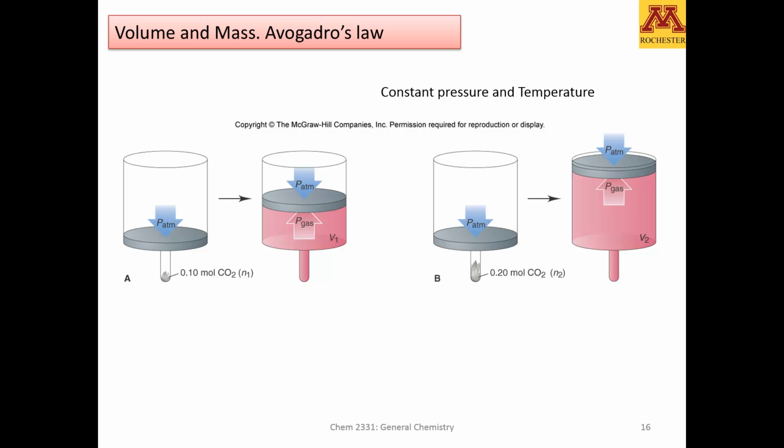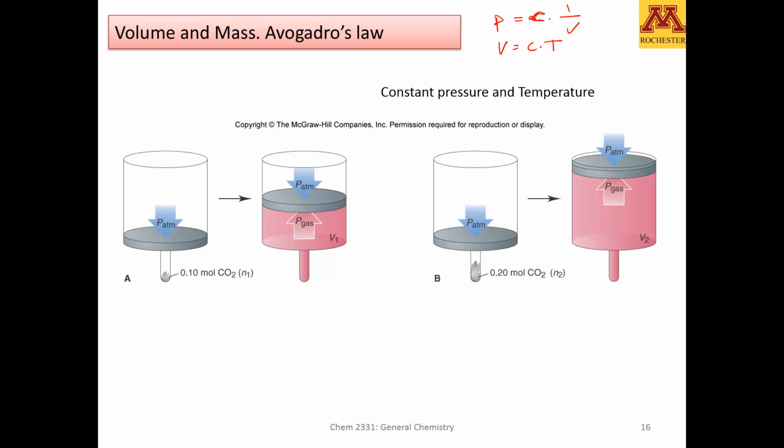The last relationship that we will investigate in this chapter. So far we have seen that pressure is a constant times the inverse of the volume, that's Boyle's law, and that volume is a constant times the temperature, that was Charles' law. So the last one that we will see is Avogadro's law.